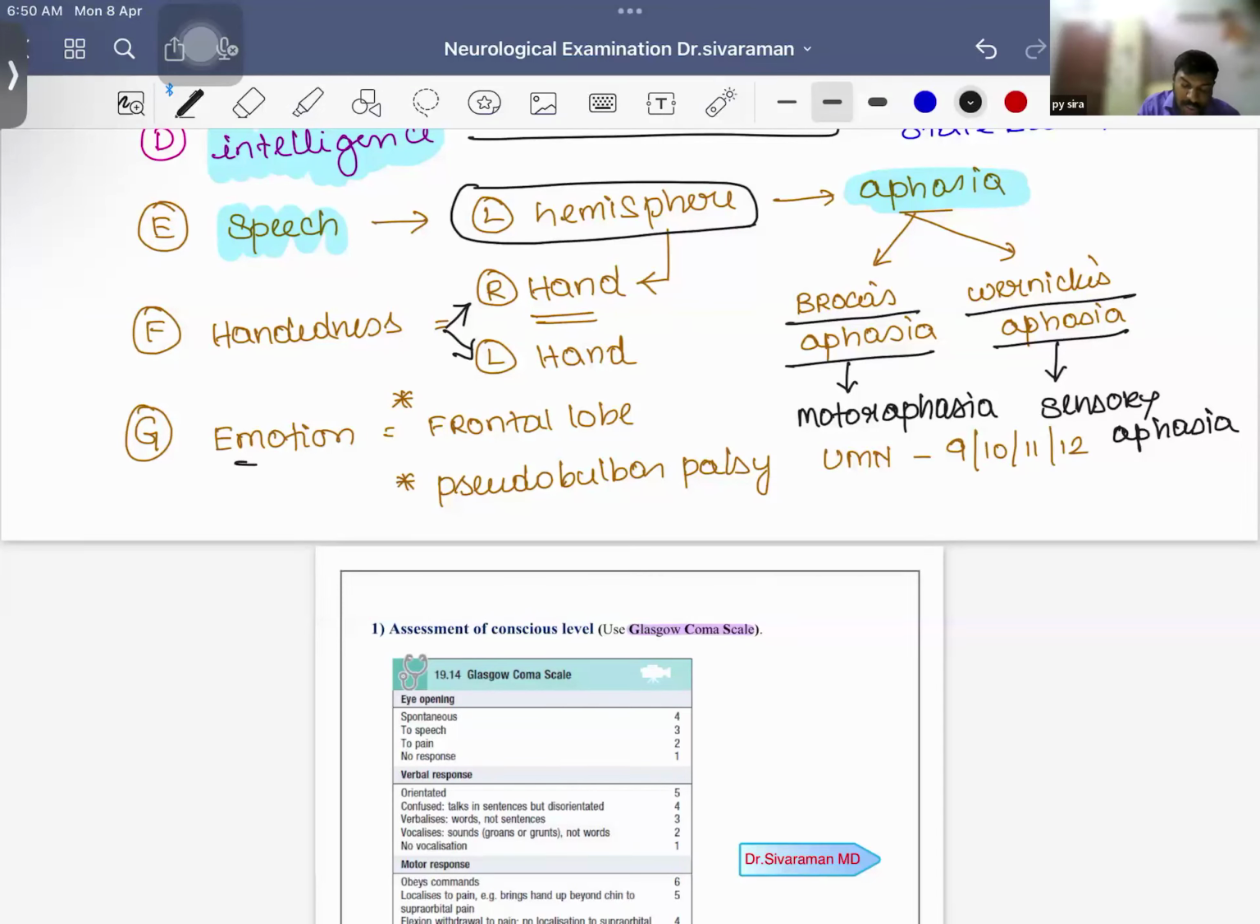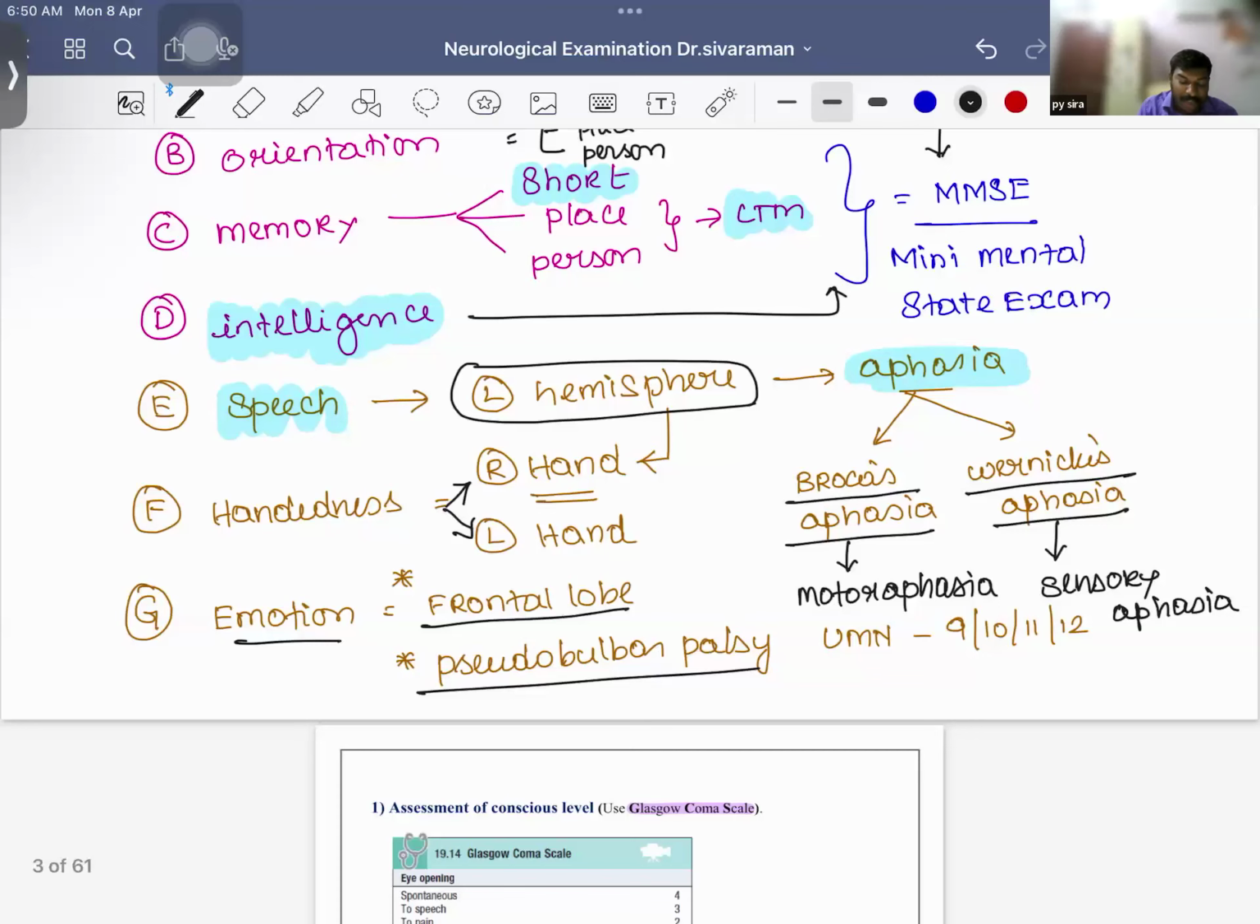Emotions can be affected by a lesion in the frontal lobe or pseudobulbar palsy. In both conditions, the emotions are affected. The patient will have emotional lability in the form of crying. That is a very important thing. So here the most important approach whenever you have any case is going to be the mini mental state examination. MMSE is very important.